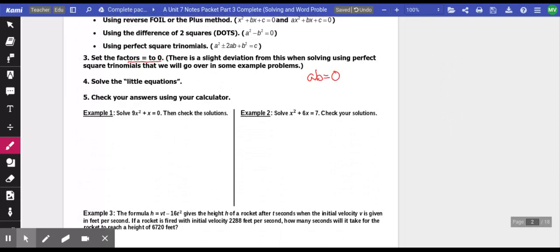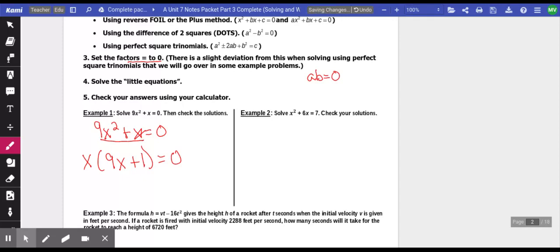So our first example. We have 9x squared plus x equals 0. It already equals 0, so we don't need to do that step. Next, we want to look at what's on the left side, and we want to factor this. Binomials, remember, can really only be factored by either a GCF or a difference of two squares. This I can factor using a GCF of x, so it's x(9x + 1) = 0.